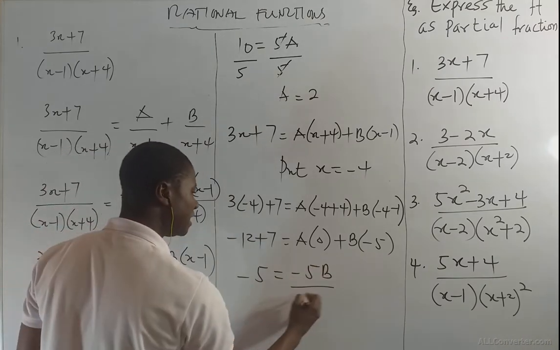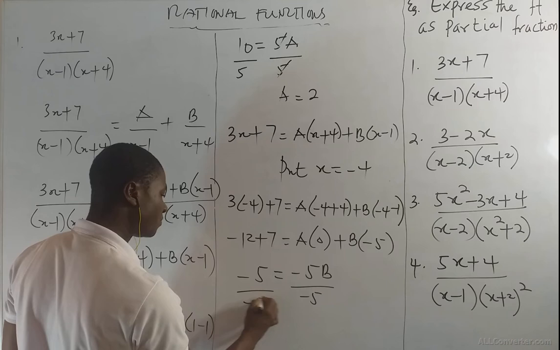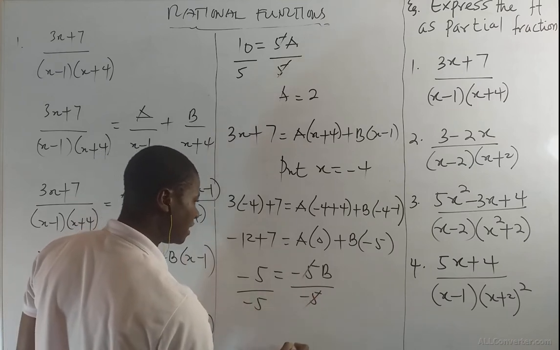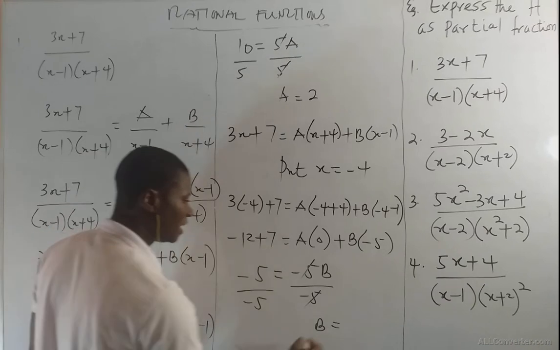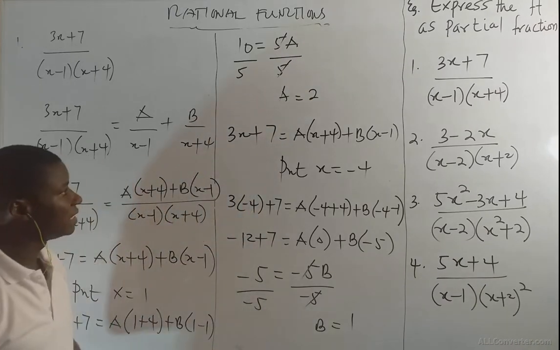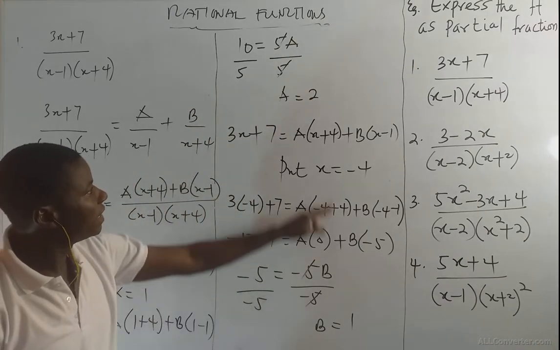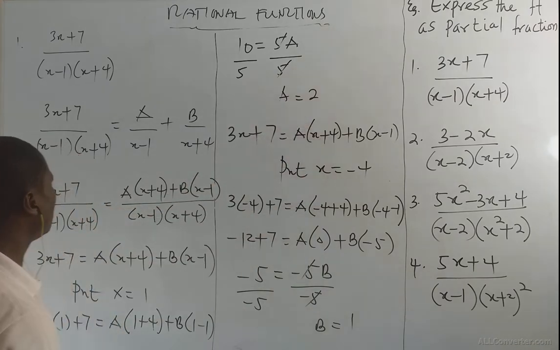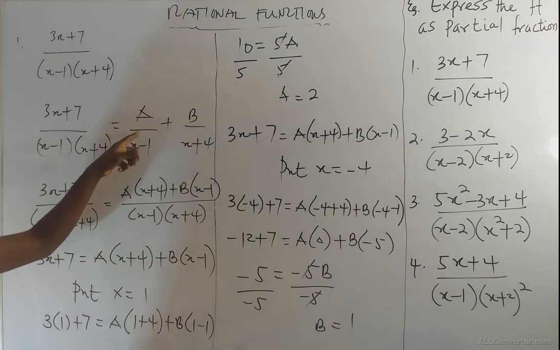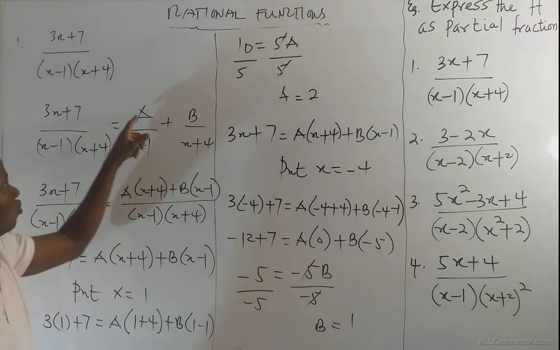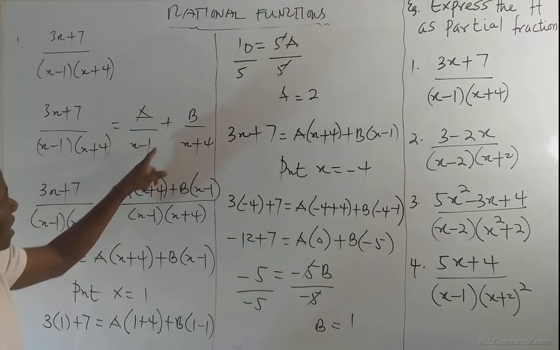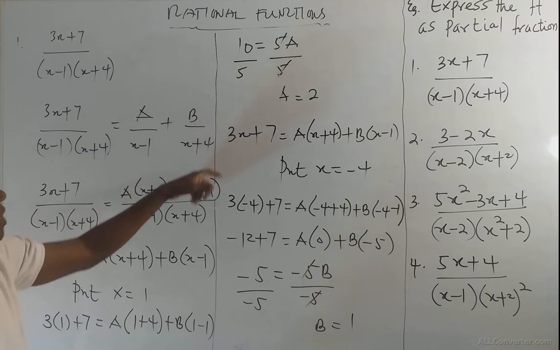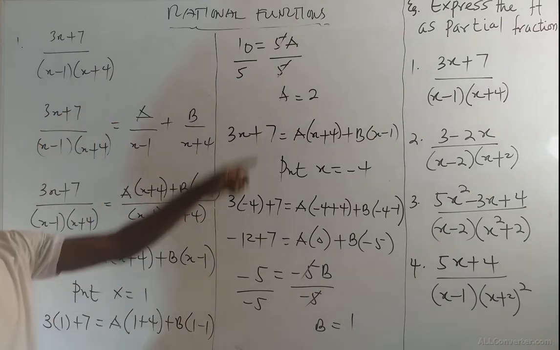So we have to divide by whatever is attached to that b. So we divide by minus 5. The b will be equal to minus 5 over minus 5, which is 1. So you can see that b is now equal to 1 and a equals 2. So wherever you see a, a is now 2, so it will be 2 over x minus 1. Then plus b, and b is 1, so plus 1 over x plus 4. And that will be the solution to the first part of the question.